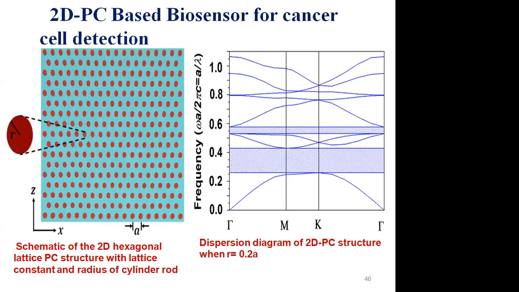What he has done is, this is a two-dimensional photonic crystal. It is 18 cross 7, so there are 18 cross 7 holes, and it has two photonic band gaps. In the earlier figure I showed only one band gap. Here we have two band gaps.